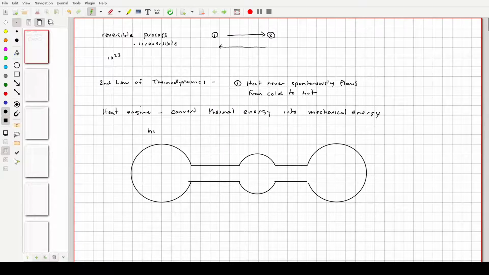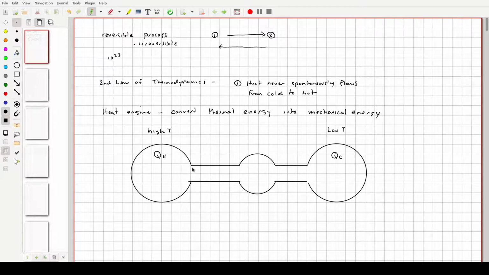So here we have a high temperature. As a consequence, we're going to call the heat energy here QH. Over here we have a low temperature, and we're going to call the heat that's present here Q sub C, actually, I think is probably a little bit better. So hot and cold.